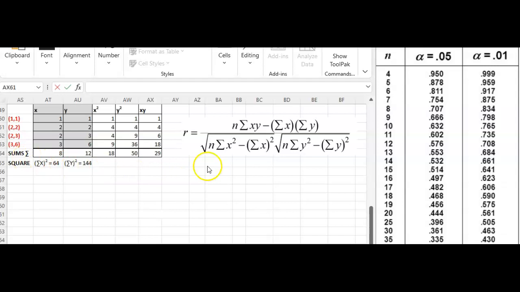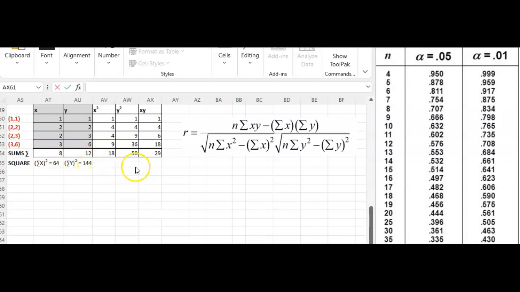And then the other thing that we're going to need that I've already mentioned is taking a sum of a value and squaring it. So we need the sum of the x's, squaring that, and the sum of the y's and squaring that. So that's what I've done right here. I've taken the sum of the x's, which is 8, squared it and get 64. 8 times 8 is 64. The sum of the y's, which is 12, squaring it, 12 times 12, and we get 144.